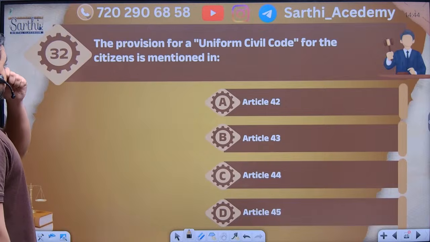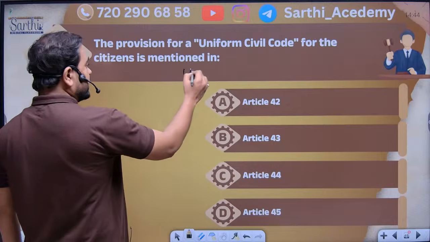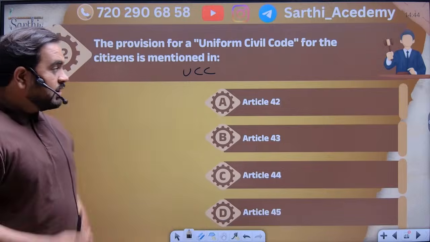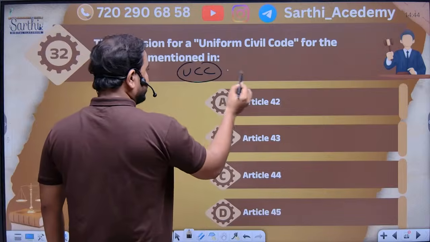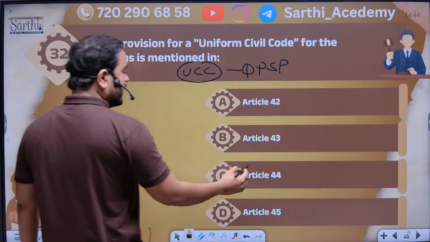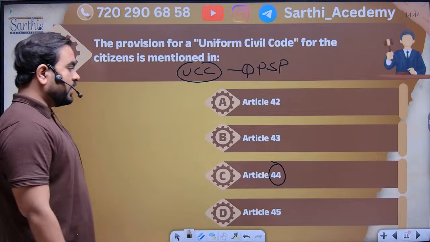Okay. Now question number 32. The provision for Uniform Civil Code, UCC, is written in which article? UCC is written in DPSP. Uniform Civil Code is written in article number 44.